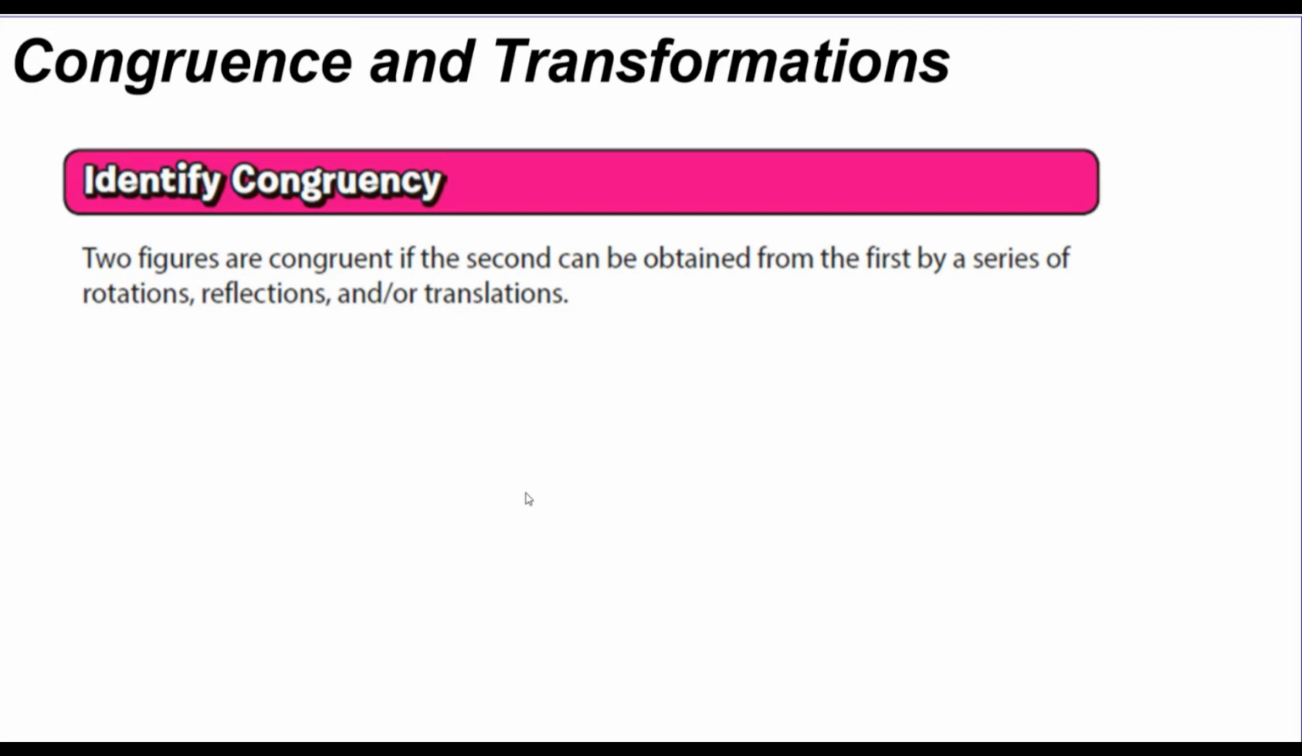So we can prove if two shapes are congruent if the second one can be obtained from the first by a series of rotations, reflections, or translations. So if we can, what they call, map one shape onto the other one in an identical way, then we would say that the two shapes are congruent. It's just a fancy geometry way of saying that they're the same shape and same size. So if we can map one onto the other using our transformations, we would say that they are congruent.